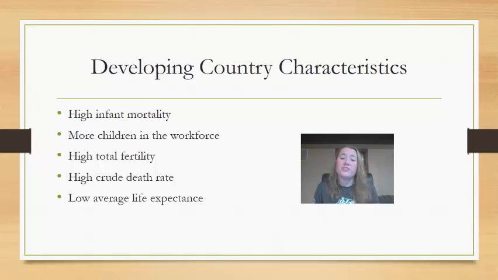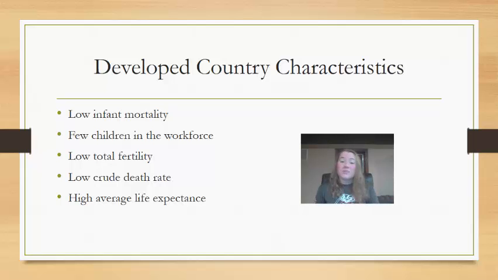Now, if we look at characteristics of the developing countries, these are places that are in that stage 1 and kind of the beginnings of stage 2 of the demographic transition. We're seeing pretty high infant mortality, so they're going to have more babies to try to replace these infants that aren't surviving. So we're going to see a high total fertility rate. You're also going to see a high crude death rate because there's not a really great quality of life in these areas. There's a lot of children in the workforce and a relatively low average life expectancy.